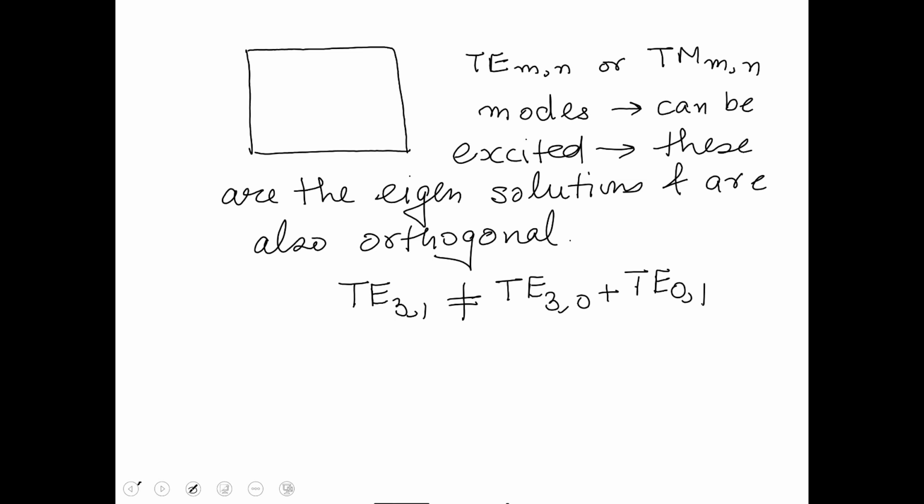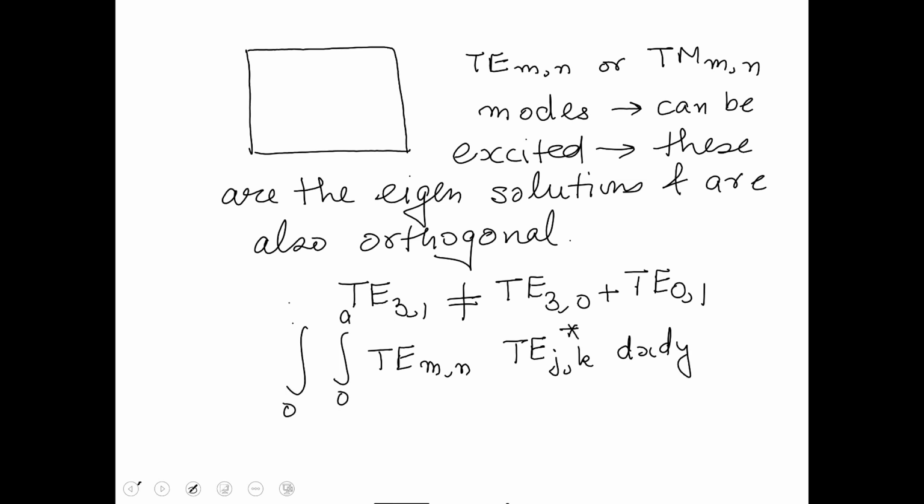some other solutions. So how do you check for orthogonality? You take two modes, TE MN, and multiply it with the electric field of the other mode, TE JK of another order, and you integrate it over dx dy. Normally this is with the complex conjugate, from 0 to a, 0 to b. This integral would always be 0 if it is an orthogonal mode.